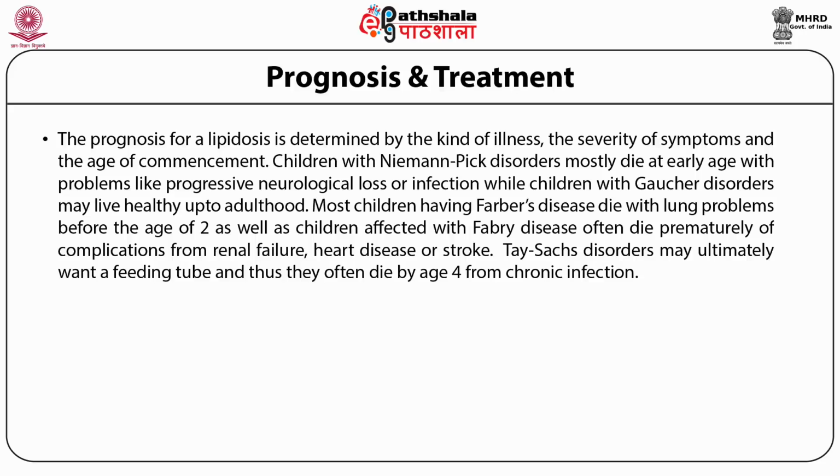Most children having Farber's disease die with lung problems before the age of 2, as well as children affected with Fabry disease often die prematurely of complications from renal failure, heart disease, or stroke. Children with Tay-Sachs disorder may ultimately need a feeding tube, and they often die by age 4 from chronic infection.